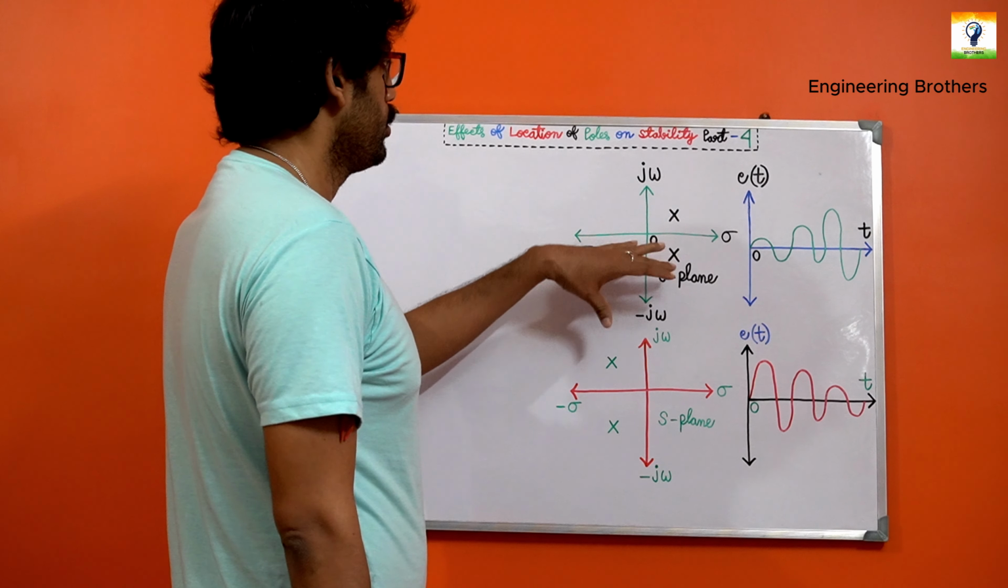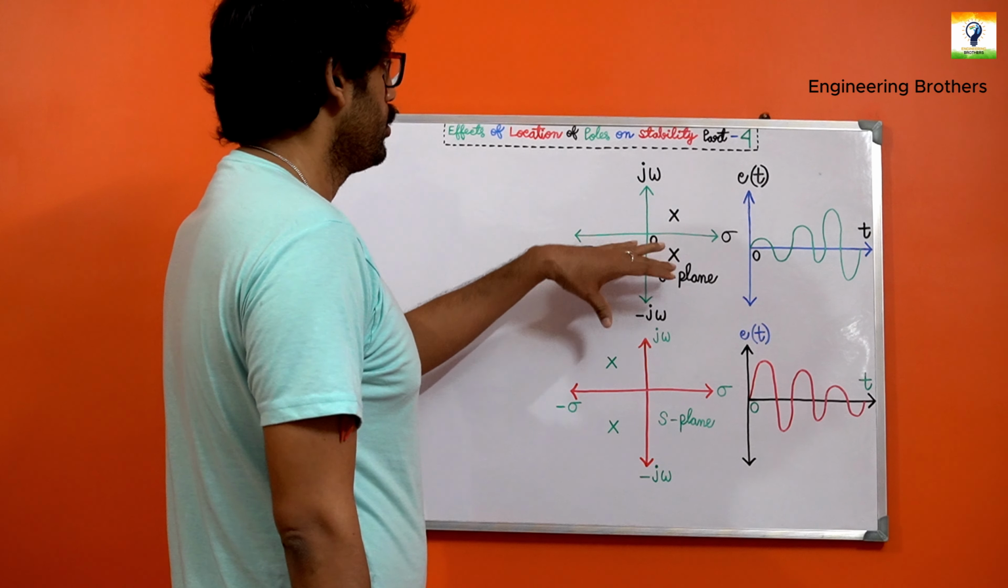According to our analogy, we know that from the position of our poles, we can comment on the stability of the given system. Let us analyze once again what the transfer function is in this case. Quite naturally, we know that our transfer function is C(s) by R(s).